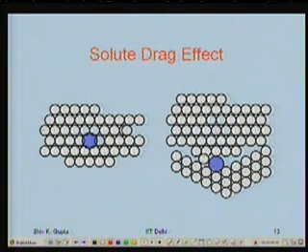Let us say there is a grain boundary which is migrating upwards. And the grain boundary, while migrating, comes here. And this solute becomes part of the grain boundary. You notice that now the strains are not as much as they were there.